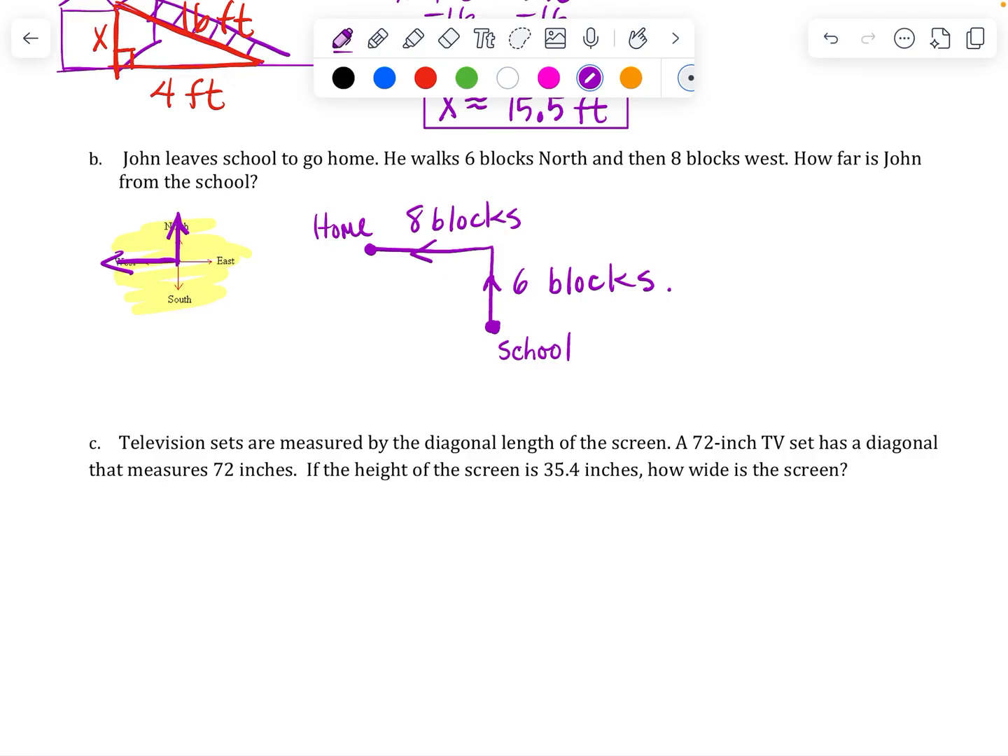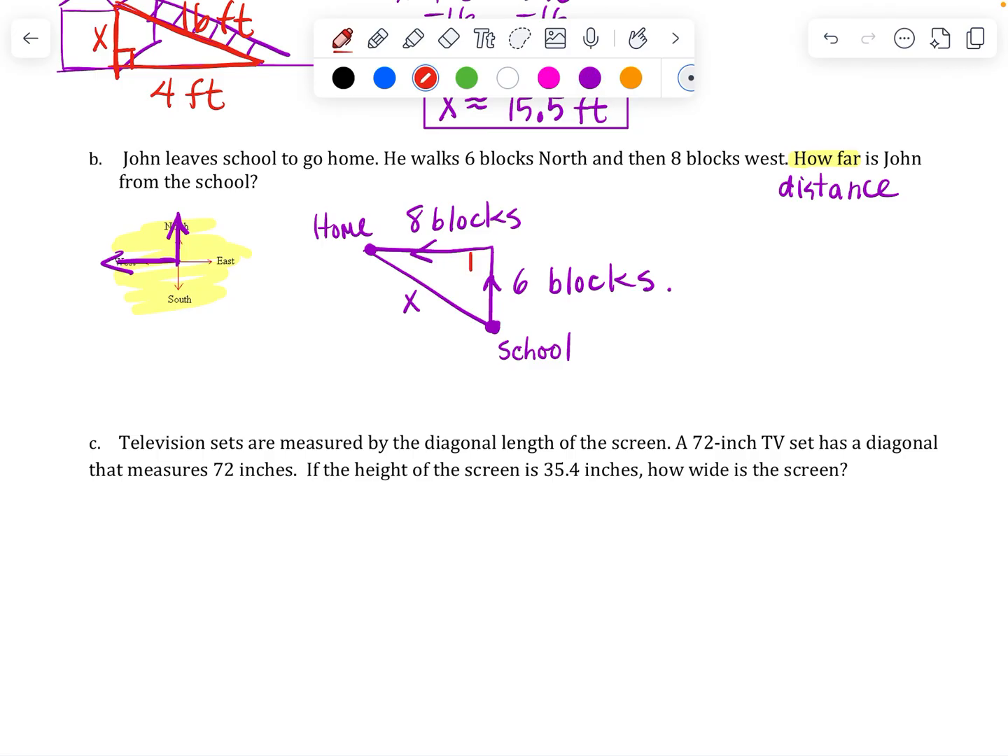And the question is, how far is he from school? When they say how far, that means what is his distance? What is his distance from school? If I asked you how far he traveled, you'd say he traveled 14 blocks, but he didn't end up 14 blocks from school. If you are calculating the distance from home to school, it'd be that direct straight line from the home to the school.